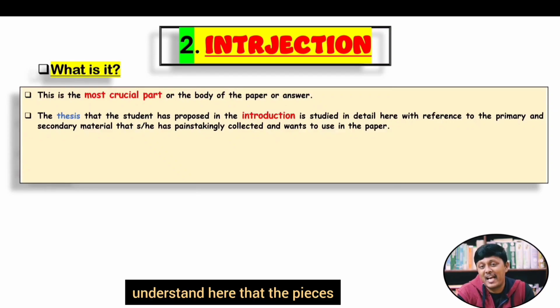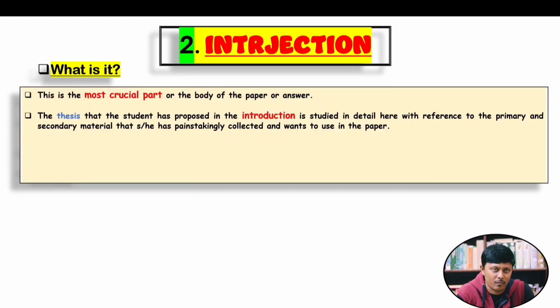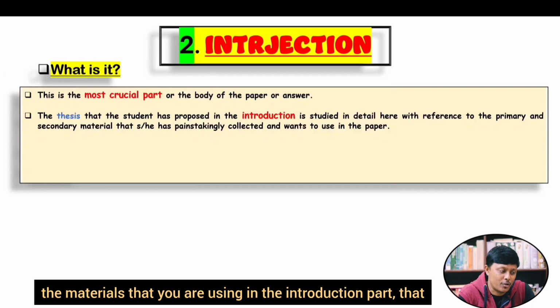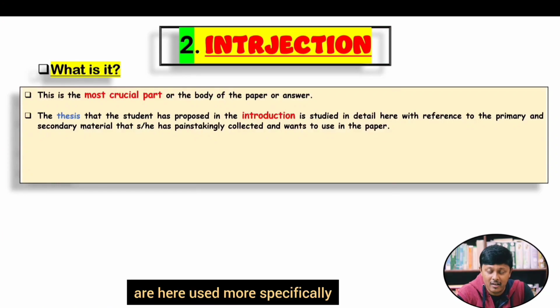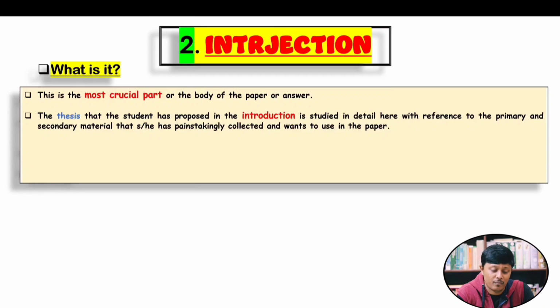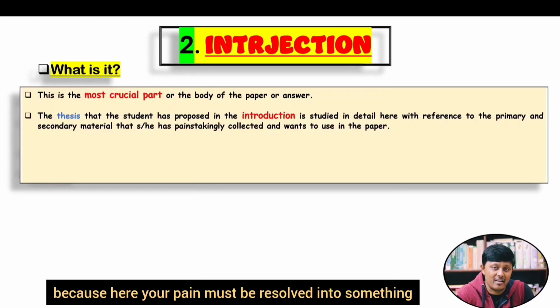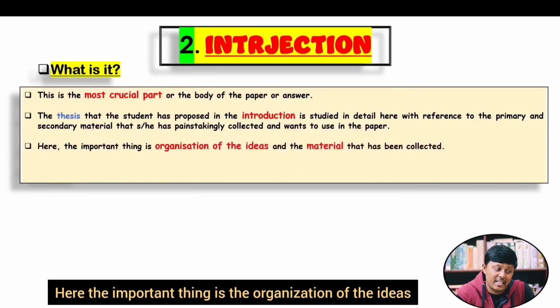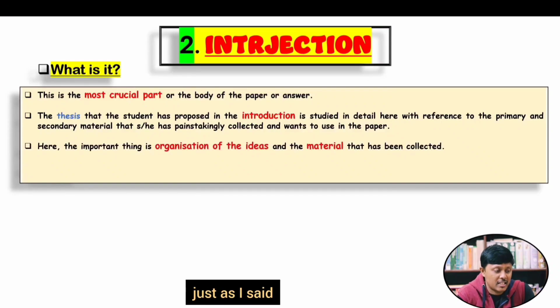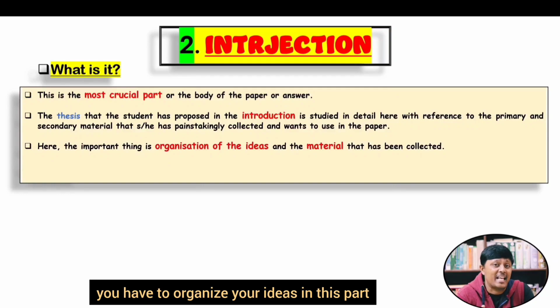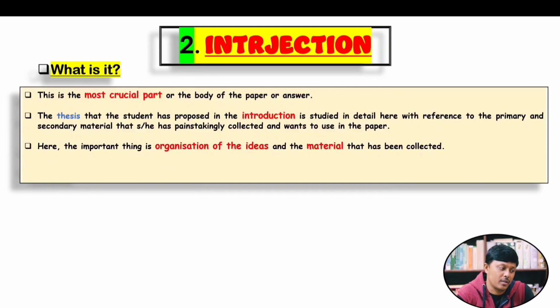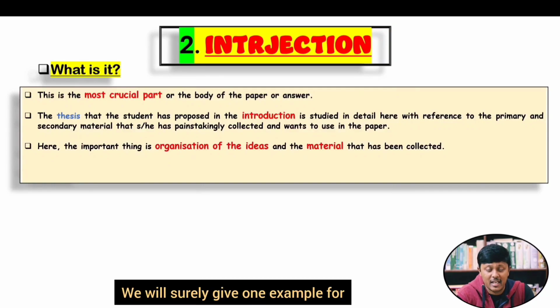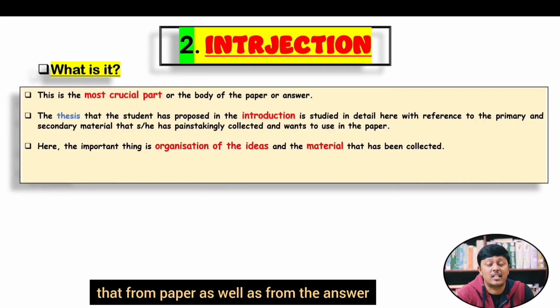So you have to understand here that the thesis and the materials that you used in the introduction are used more specifically here, because here your pain must be resolved into something. Here, the important thing is the organization of the ideas, just as I said, and of the material that has been collected. So you have to organize your material and your ideas in this part. This is interjection. We will surely give one example for that, from a paper as well as from an answer.